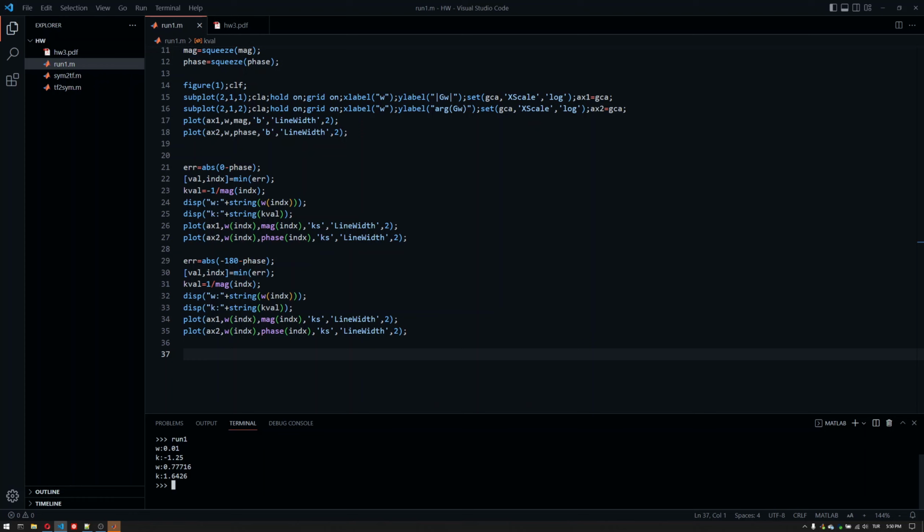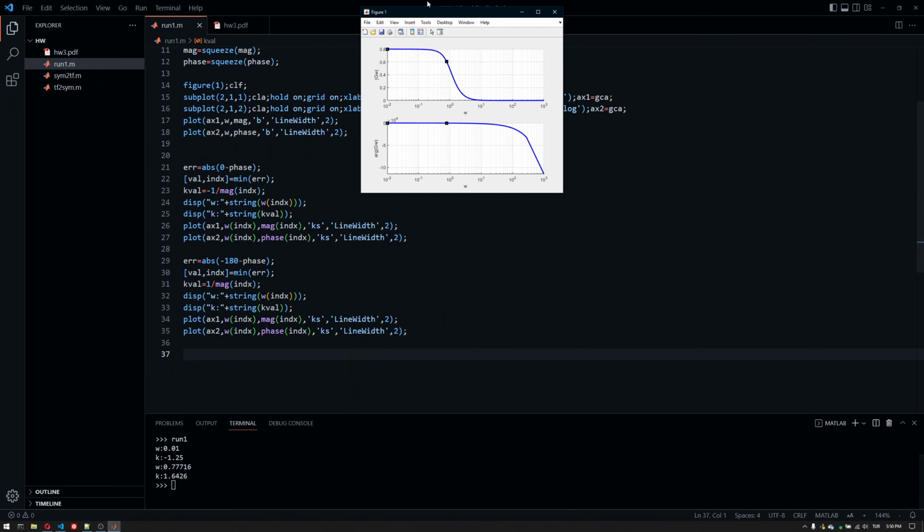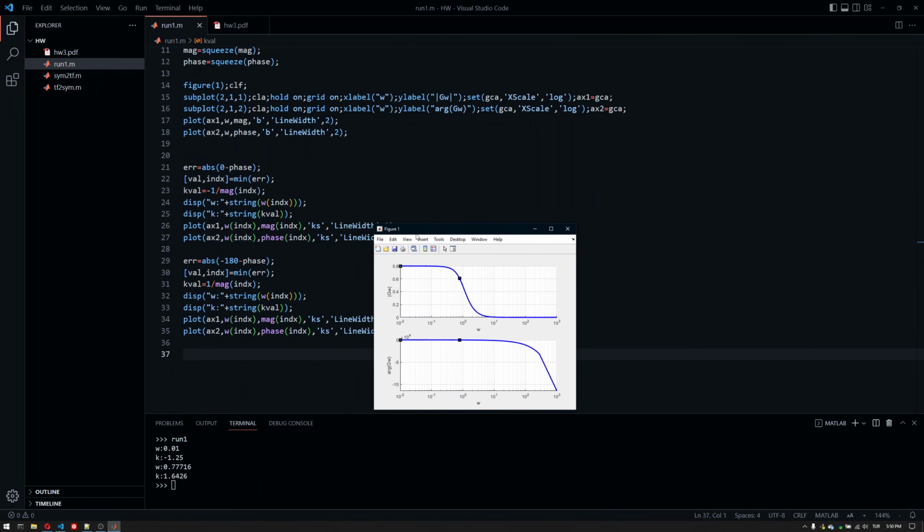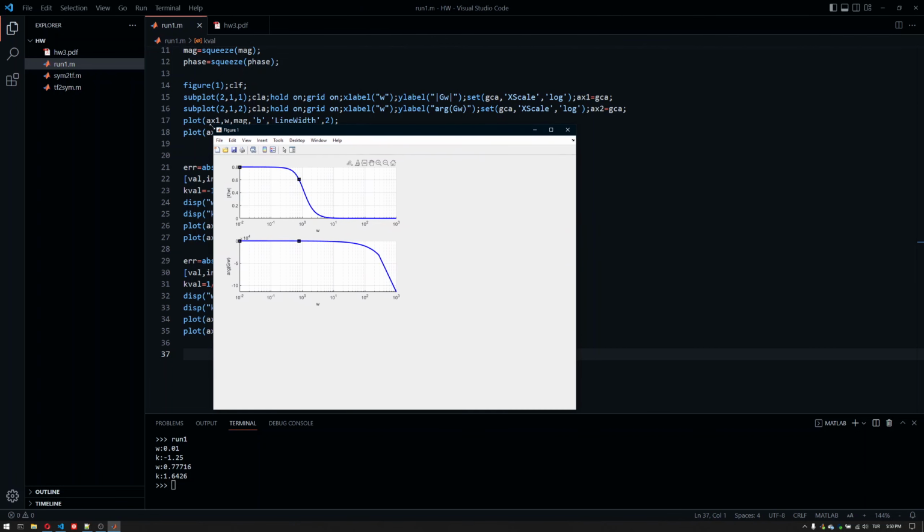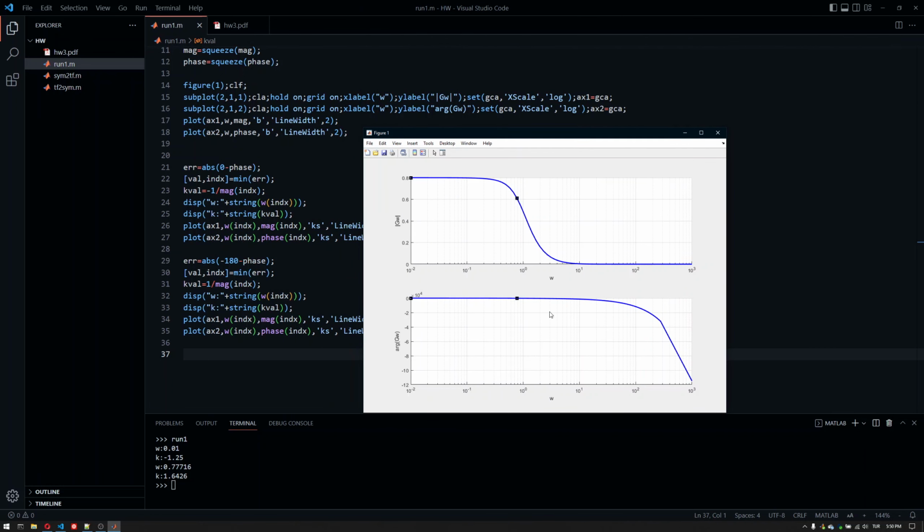So we see omega is approximately 0, we have -1.25, omega is 0.77, we have 1.64, and these are the points that we have chosen. Due to the delay part here, you can see that the angle goes towards -infinity. Therefore, we have high values already here. So we need to zoom in a little bit. Hopefully, there we go. We can see that we are hitting -180 degrees there, and we are hitting 0 here.